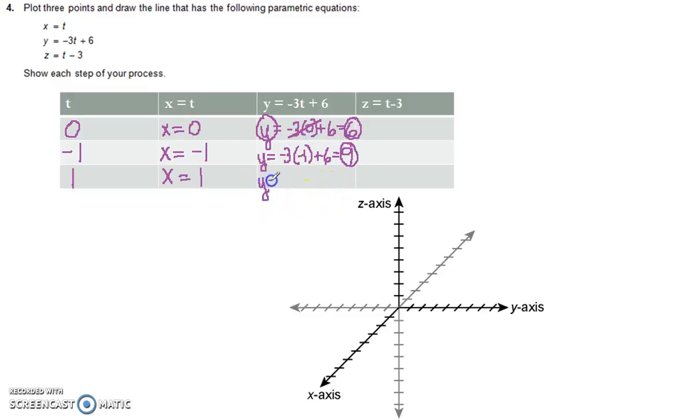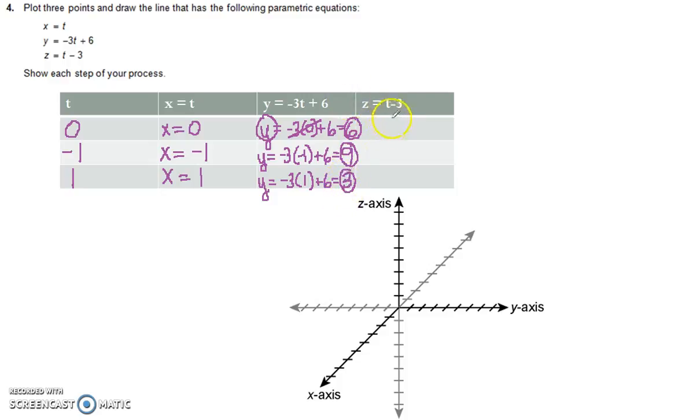Last row, if t is +1 instead of -1, then I would get -3 times 1, which is -3, and then -3 plus 6 would be +3, excuse me. Okay, so -3 plus 6 is +3.